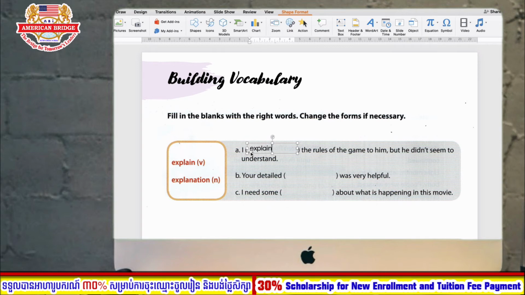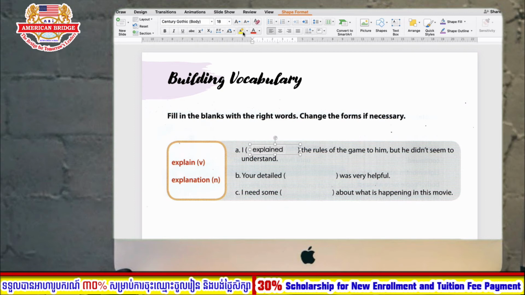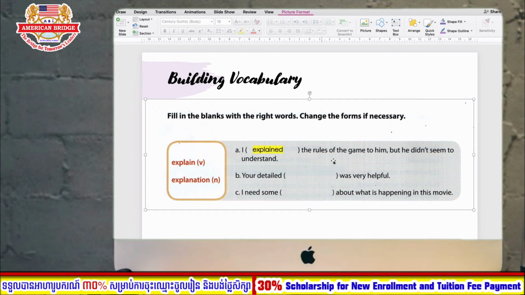I explained the rule of the game to him, but he didn't seem to understand. The word explain here is correct, but look at the tenses here. Is it in the present tense or in the past tense? Sure, this one is in the past tense. So you need to change it into the correct past tense, which is -ed. Okay, let me highlight this. I explained the rule of the game to him, but he didn't seem to understand.